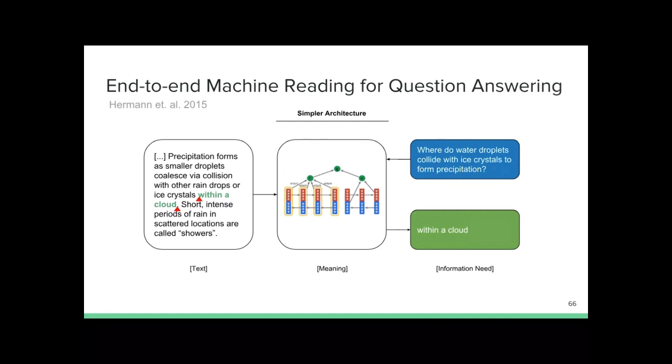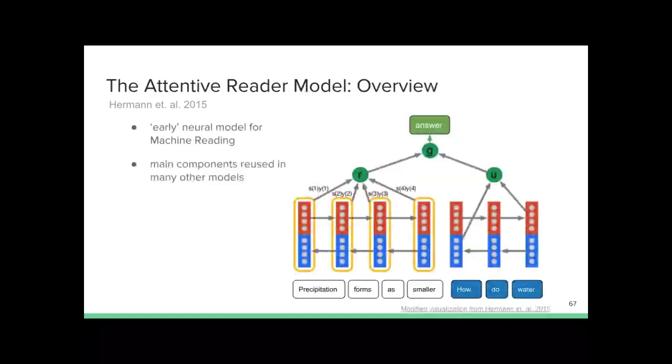But I'm going to start with a simpler architecture, the so-called attentive reader. And this will be, I guess, the running example for the next couple of slides. It's a relatively early neural model for machine reading, which isn't used anymore as such, but a lot of the components in it are actually building blocks of today's state-of-the-art models. So it's worthwhile looking at this.